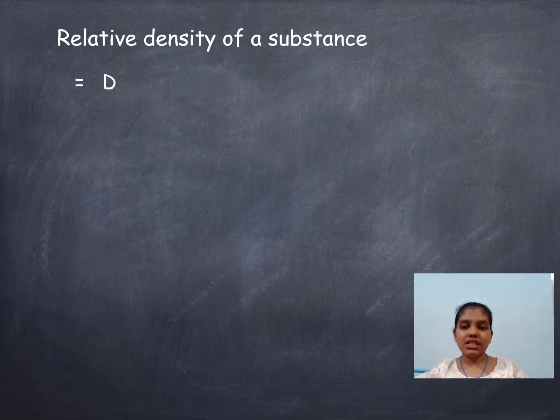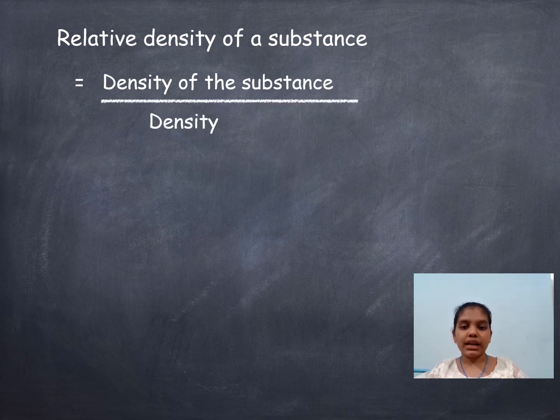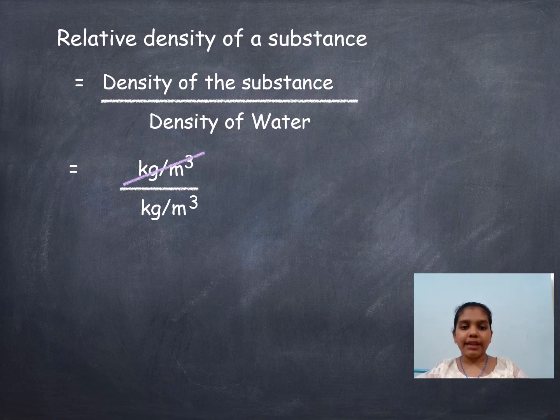Relative density of a substance is equal to density of the substance divided by density of water, that is equal to kilogram per meter cube divided by kilogram per meter cube. The units for the density of the substance and the density of water are the same, hence they get cancelled out. Therefore, relative density has no units.